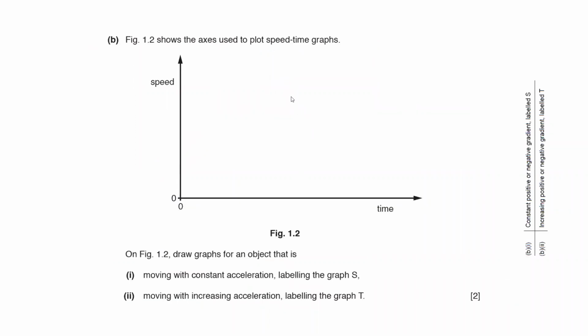Another similar question, but this time you have a speed-time graph. You have to draw a graph, so use the screen annotation and complete this graph for an object moving at a constant acceleration, and label that as S. Speed-time graph for constant acceleration.